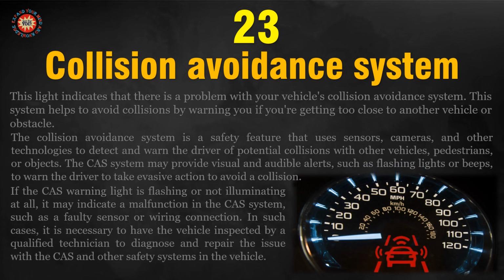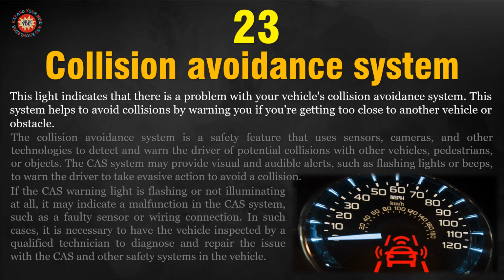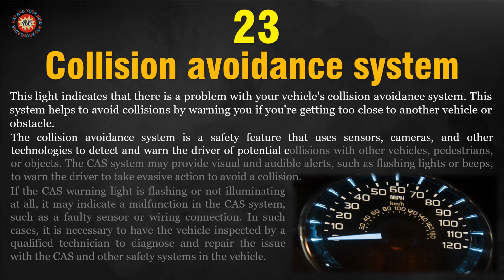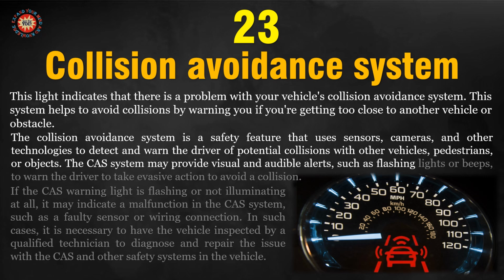Symbol 23. Collision avoidance system. This light indicates that there is a problem with your vehicle's collision avoidance system. This system helps to avoid collisions by warning you if you're getting too close to another vehicle or obstacle. The collision avoidance system is a safety feature that uses sensors, cameras, and other technologies to detect and warn the driver of potential collisions with other vehicles, pedestrians, or objects. The CAS system may provide visual and audible alerts, such as flashing lights or beeps, to warn the driver to take evasive action to avoid a collision.